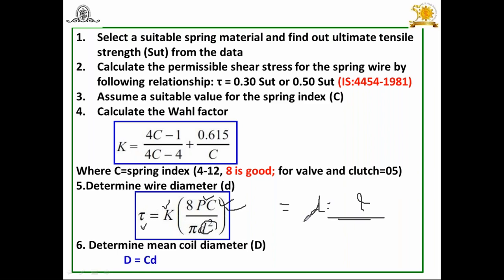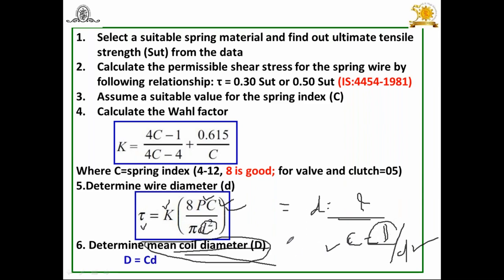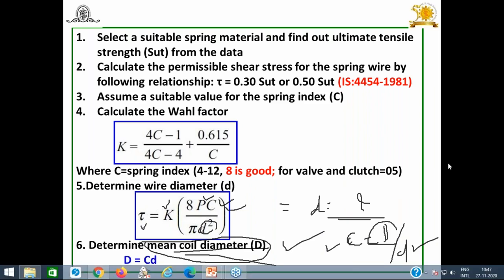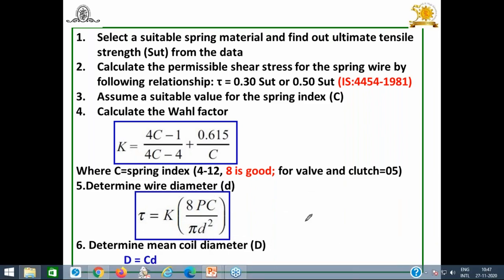Once you get d, you know very well how to find the mean coil diameter, because C is equal to capital D by small d. Once you know small d, and C you have assumed, what you will get is capital D, the mean coil diameter. You will get this value here. Capital D, that is the mean coil diameter. This is step number 6.